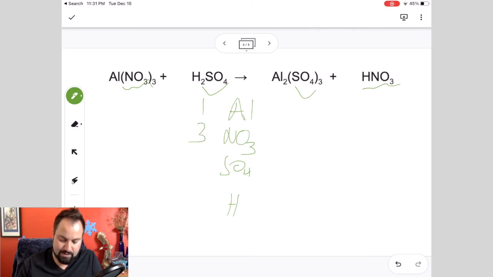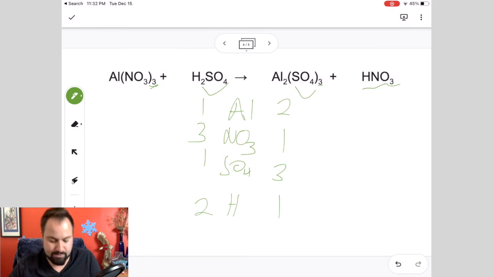Remember that 3 here. Let's go ahead and remove that so you can see what I'm talking about. So this 3 applies to the whole nitrate, while the inner 3 only applies to the oxygen. So we only care about the outer 3 for this particular case. And then we got 1 of these and 2 of those. And for the other side, we have 2 aluminums. We have 1 nitrate, and we have 3 sulfates. There we go. That 3 applies to all of them. And then we have 1 hydrogen.